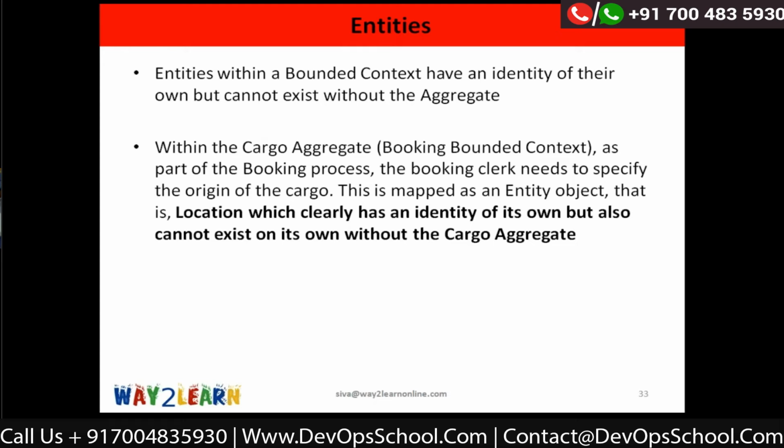So let me tell you, within the cargo aggregate, as part of the booking process, the booking clerk needs to specify the origin of the cargo. What is the origin of my cargo? Bangalore. So origin is mapped as an entity object. To represent an origin, I have origin location. Location is a class which I created. Location ID will be its own identifier, but it does not have any meaning without a cargo.